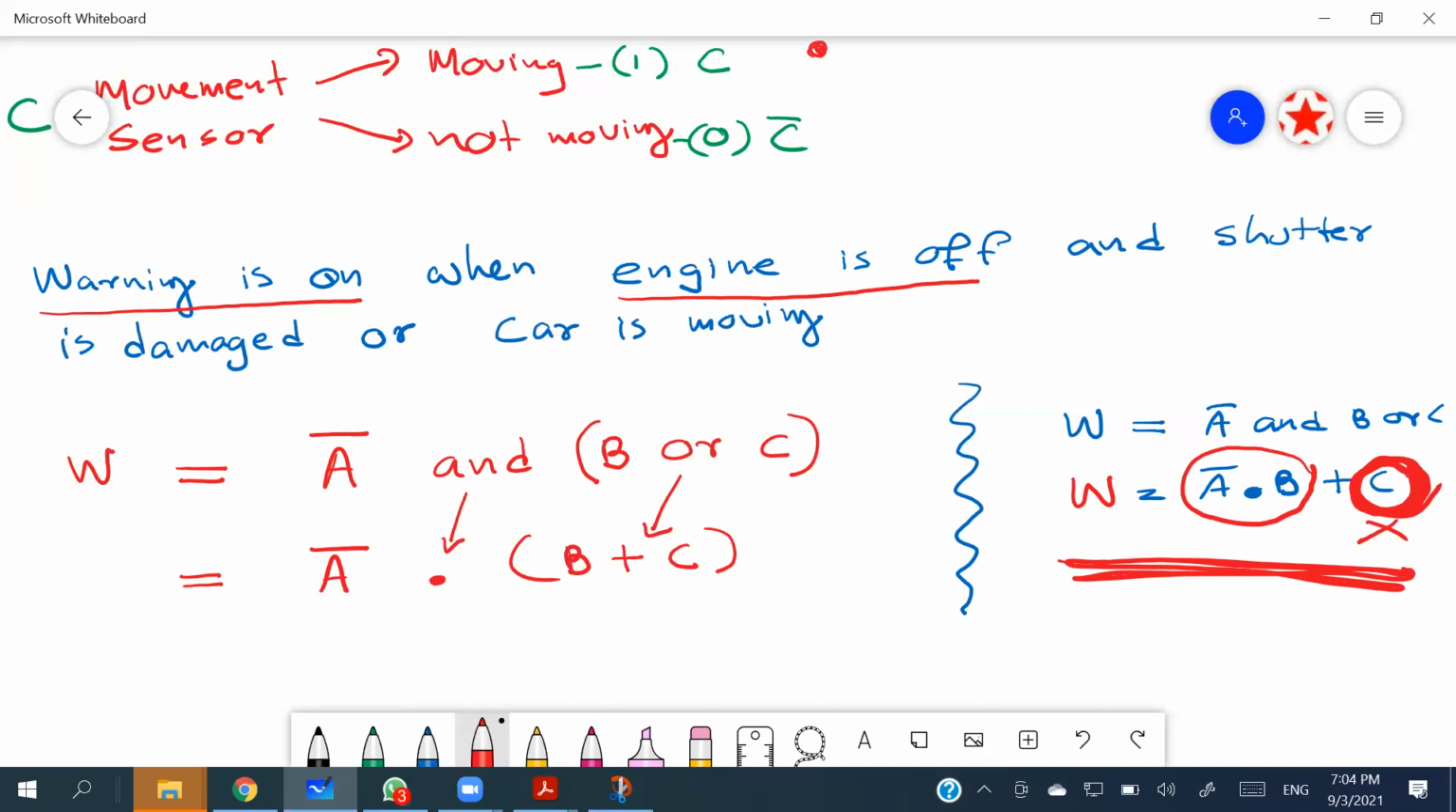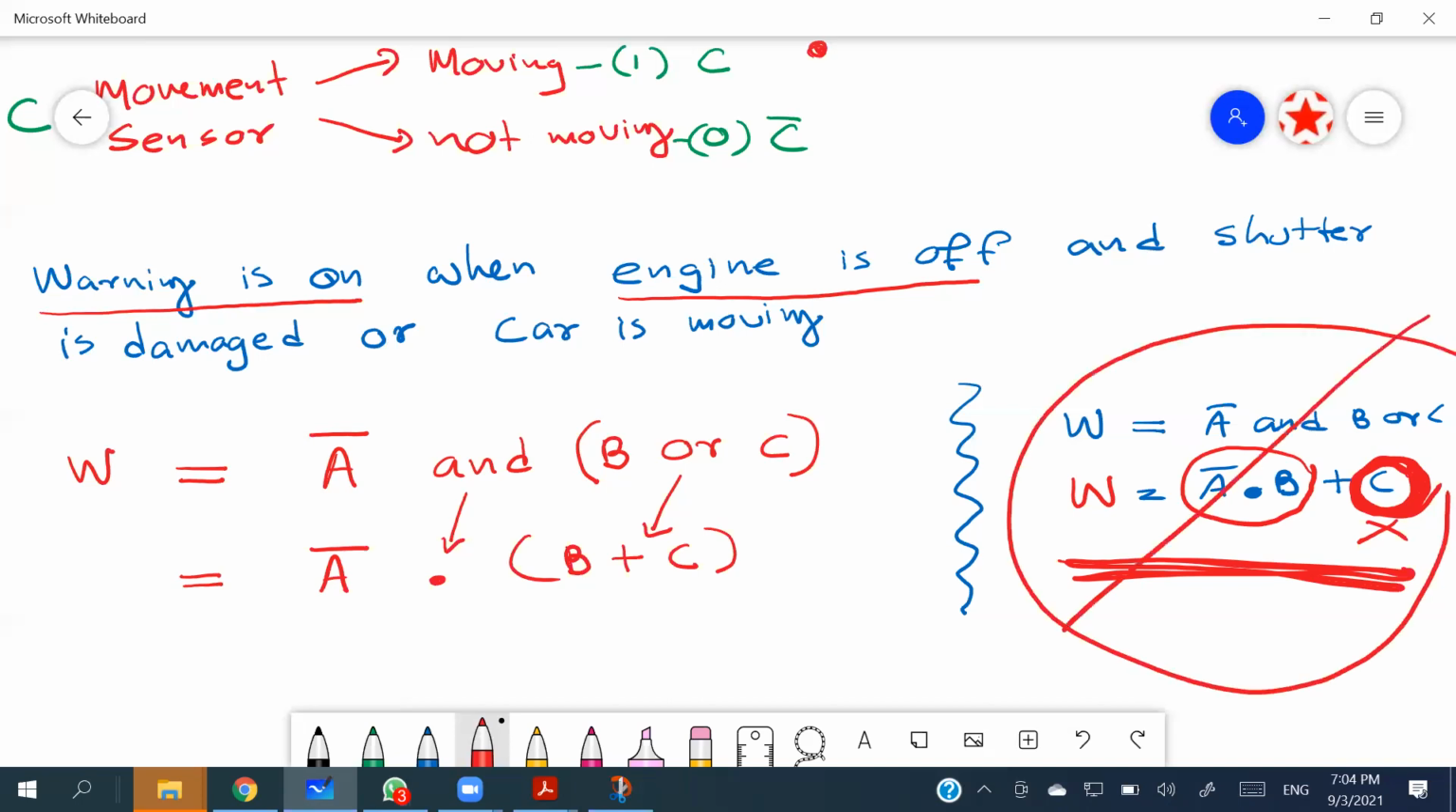Right? So because of that, this is considered a wrong implementation. Is that clear, people? Yes, sir. Right.